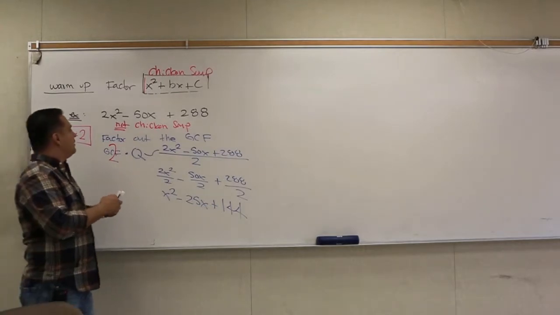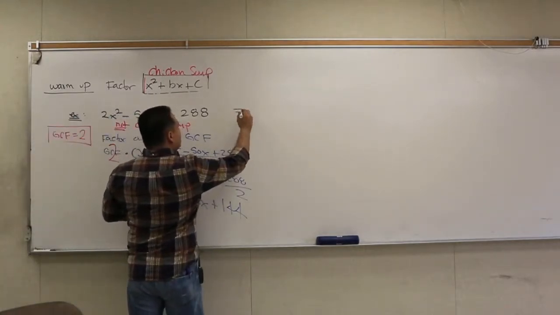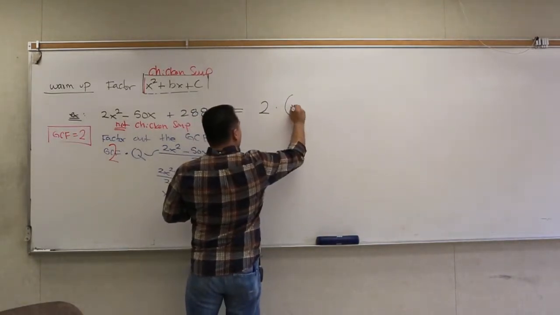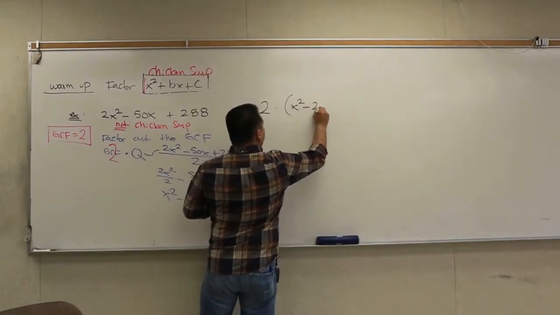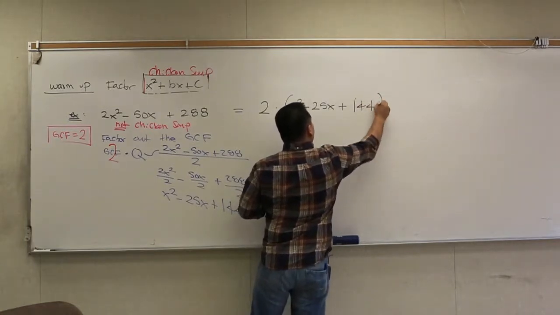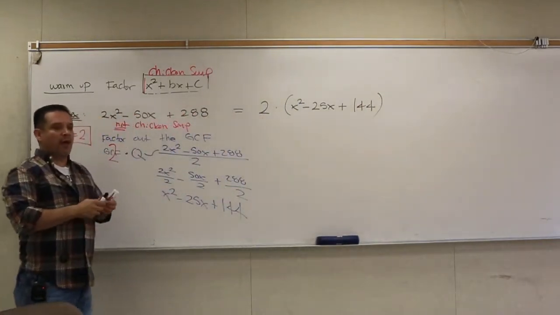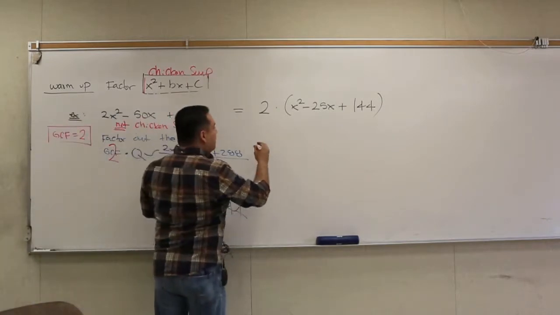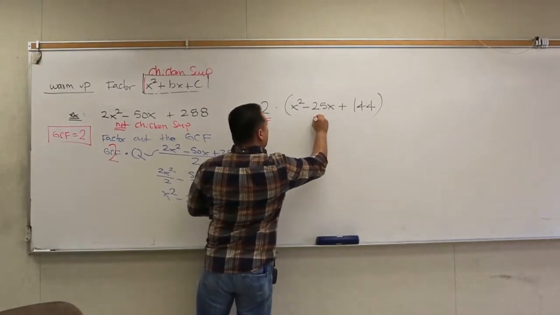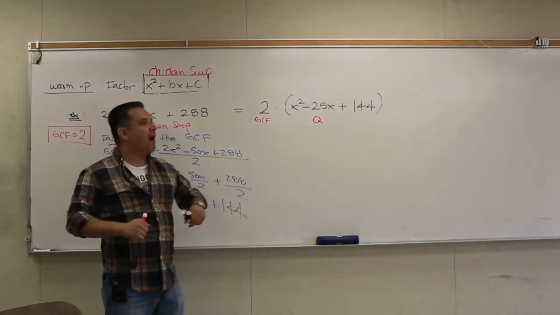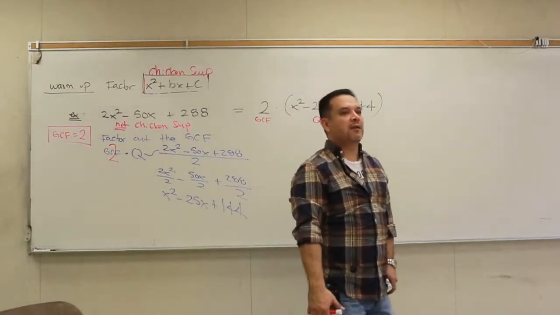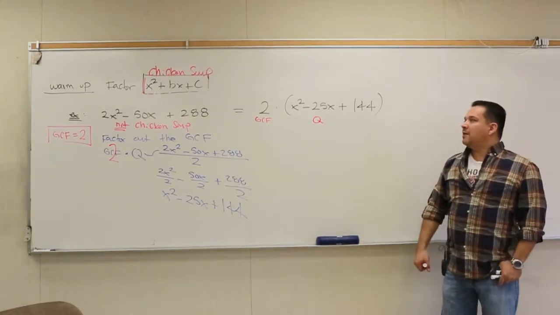So this is equal to 2, the greatest common factor, times x squared minus 25x plus 144. Just to remind you, what's the 2 again? Greatest common factor. What's this called? Quotient. The process is called factoring out the greatest common factor. Do you guys remember this? Okay, you had a worksheet on that. You had some bookwork on that.